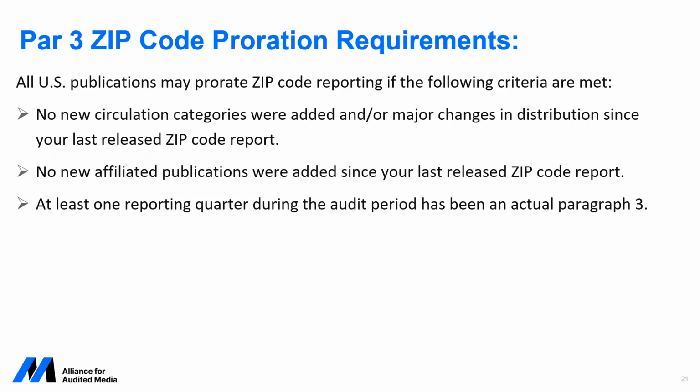Some of the criteria, though, if you do want to prorate, is that your distribution has stayed relatively the same from the last time that you reported a zip code. So no new circulation categories were added, no new affiliated publications. Also, we ask that at least one reporting quarter is an actual paragraph 3 for the audit period. So for example, for a publication that is on a 12-month audit cycle, you can prorate how many quarters? 4. You can prorate 3 quarters of the 4.